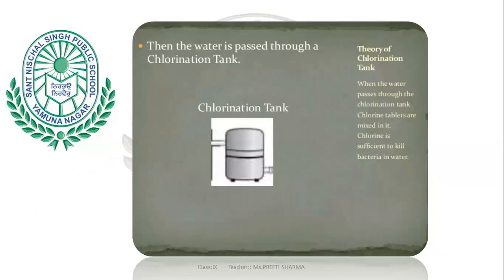Last, the water is passed through the chlorination tank. Now, the chlorination tank acts as a disinfectant, right? When the water passes through the chlorination tank, you know that chlorine tablets are added to it, and chlorine is sufficient to kill the bacteria in water. And then finally, the water obtained after these above treatments, which is free from all types of impurities and bacteria, is supplied to our homes for drinking purposes.